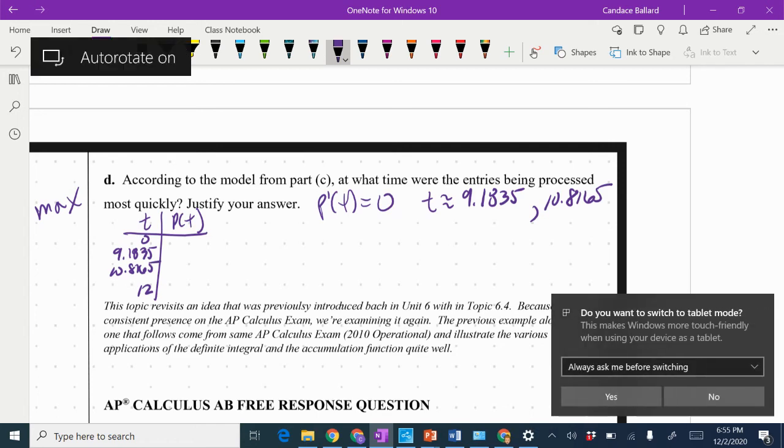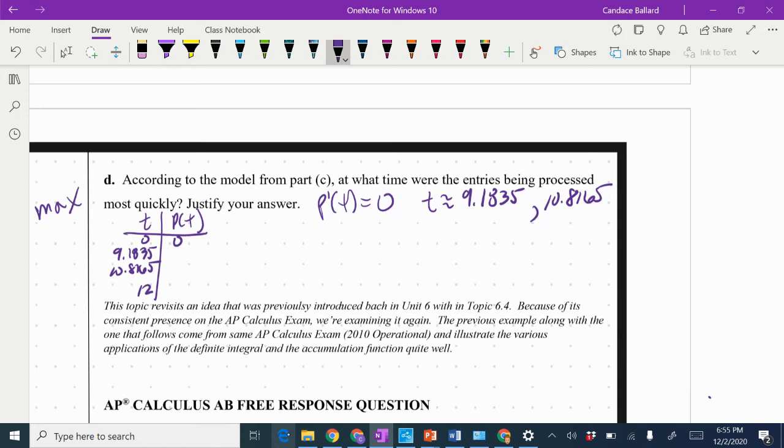So I've got 0, and I've got 5.089, and I've got 2.911, and I've got 8. So let's go back and read what it wants us to do. According to the model from part C, at what time were the entries processed most quickly? So I'm looking for the maximum. It looks like my maximum was at t equals 12. And they were specifically looking for what time they were being processed most quickly. So I'm going to write a concluding sentence on that.